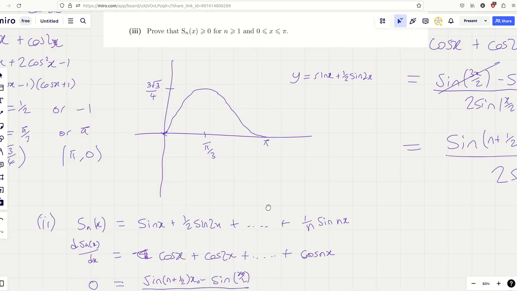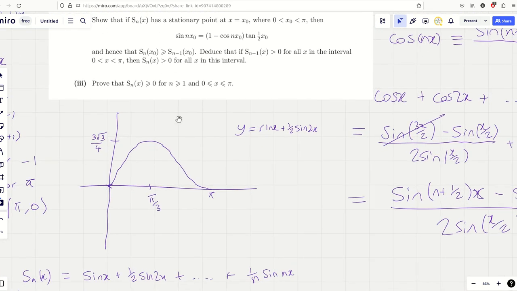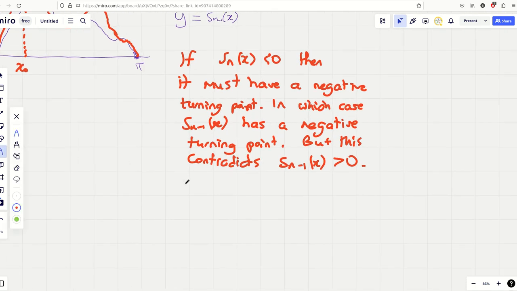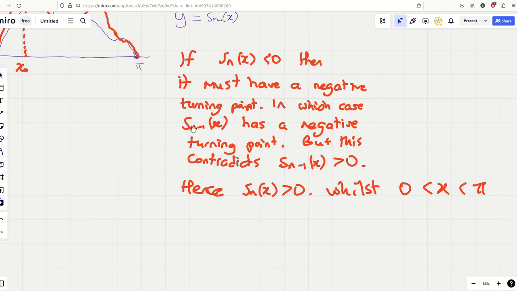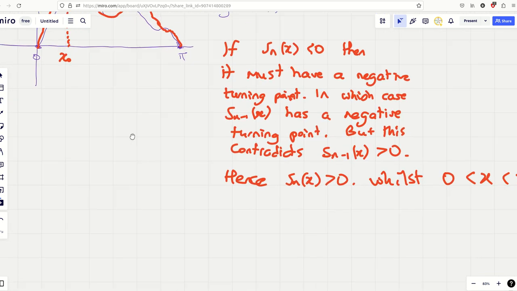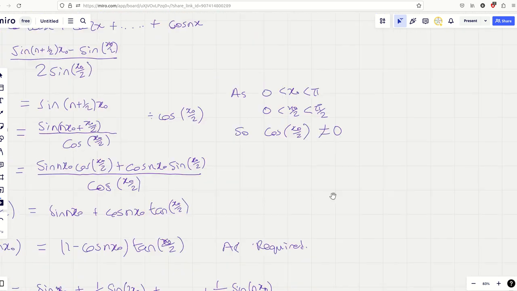Okay, so what have we proved now? We've proved that, hence, Sn of x is greater than 0, yeah? This is basically a proof by contradiction. I'm saying if it was less than 0, whilst, can I just point out here, whilst 0 is less than x is less than pi, because those were the original conditions on showing that Sn of x0 is greater than or equal to Sn minus 1 of x0. Okay, now once you've done that, last part is dead easy.